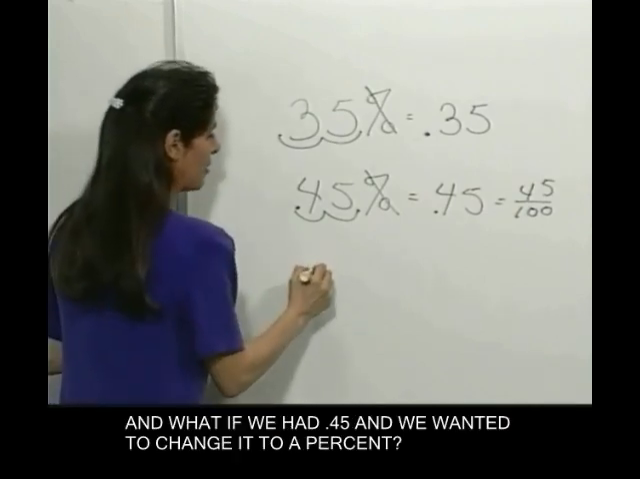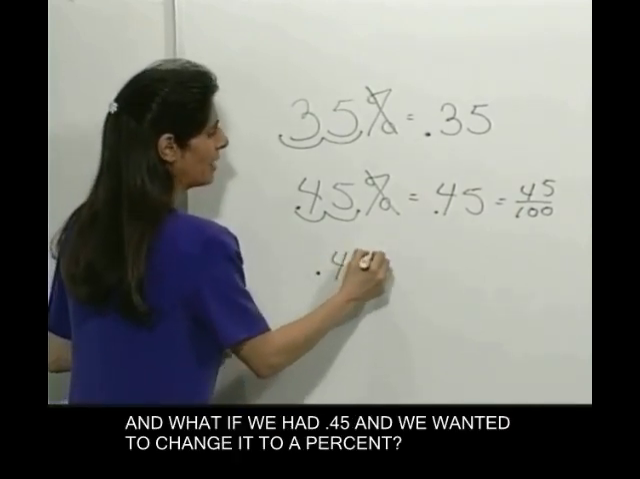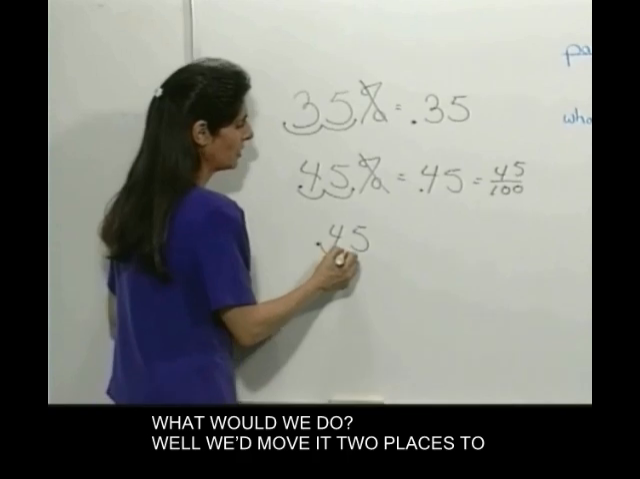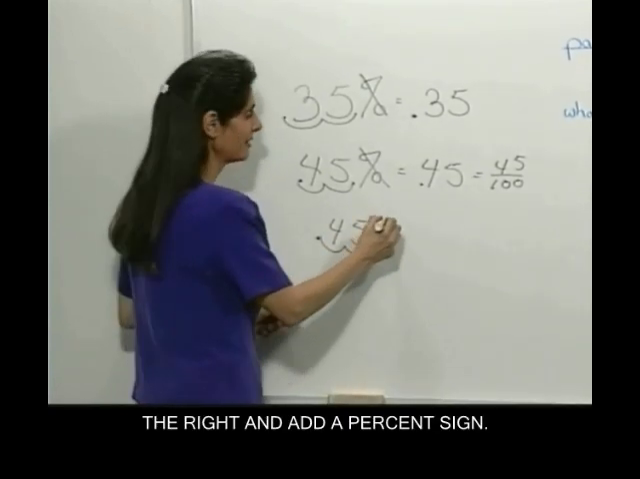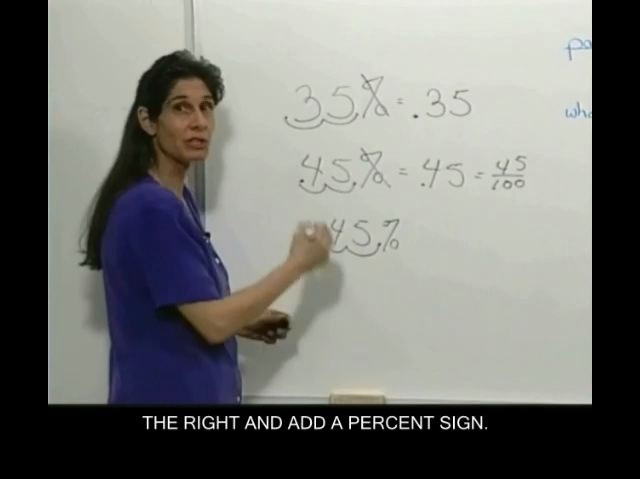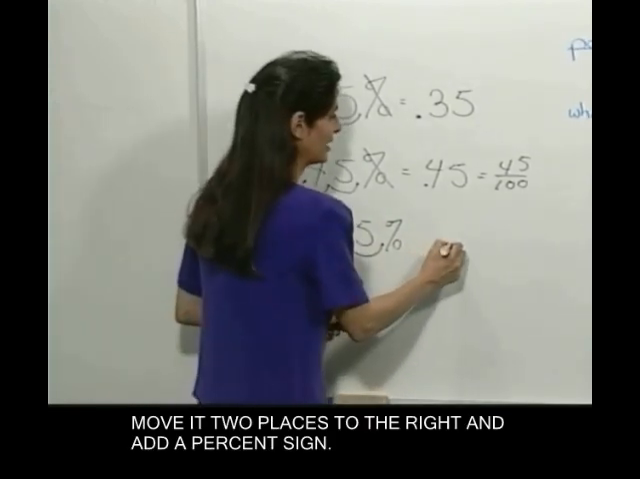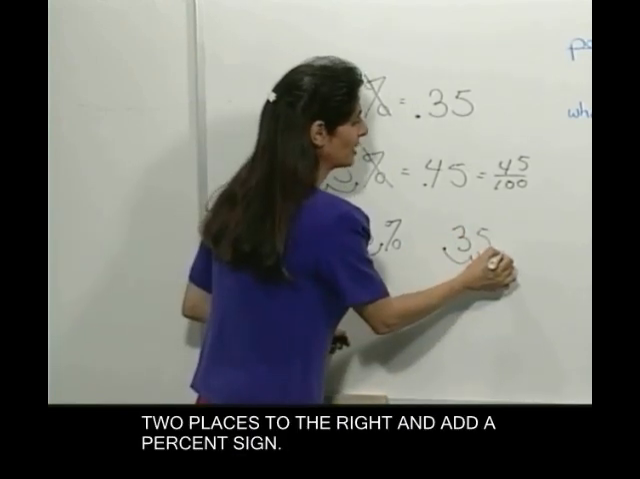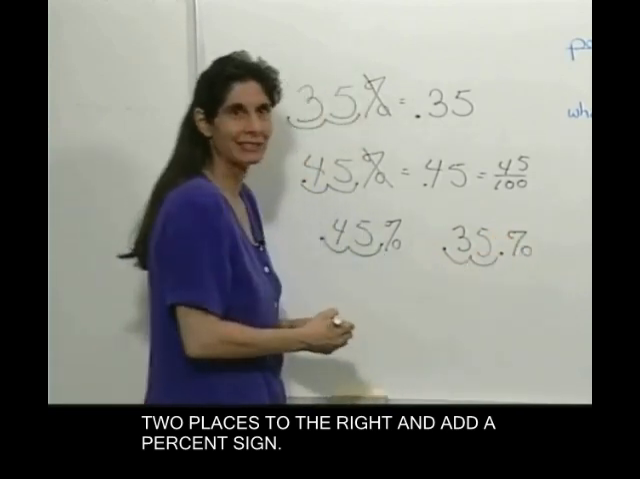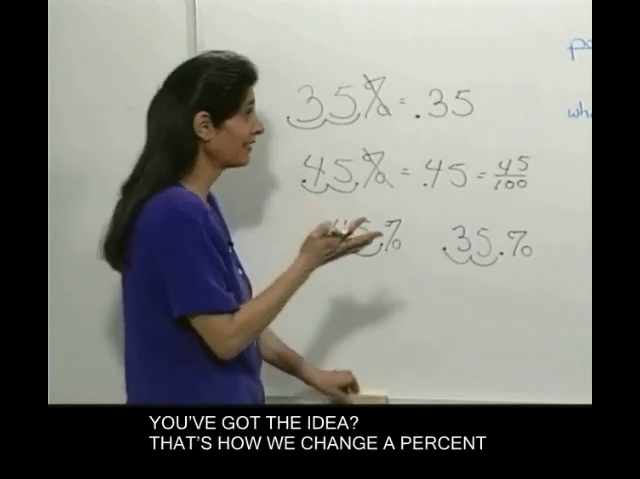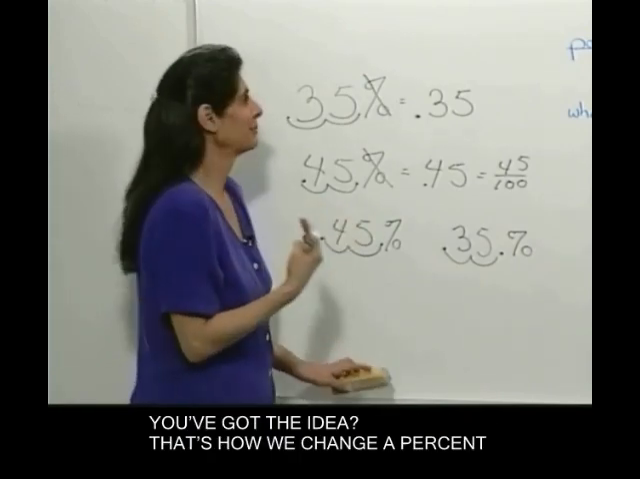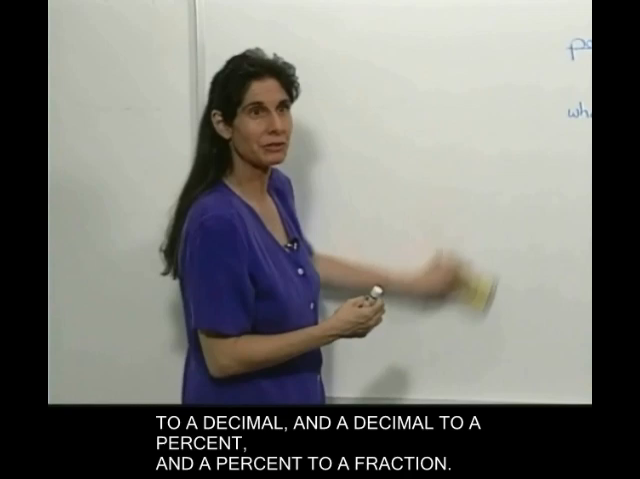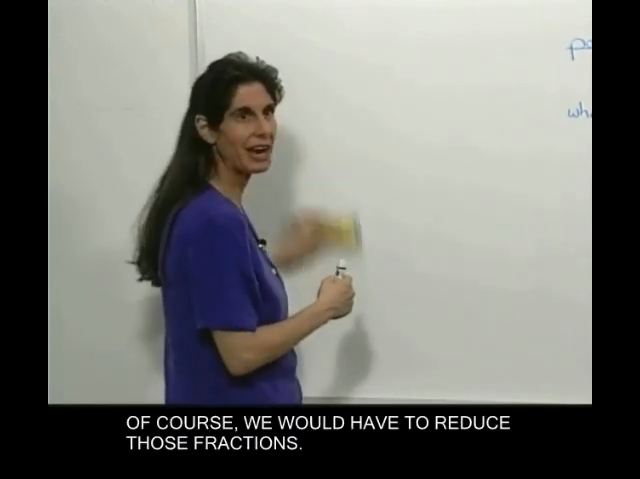And what if we had 45 hundredths and we wanted to change it to a percent? What would we do? Well, we'd move it 2 places to the right and add a percent sign. And 35 hundredths? The same. We move the decimal place 2 places to the right and add a percent sign. You got the idea? That's how we change a percent to a decimal, and a decimal to a percent, and a percent to a fraction. Of course, we would have to reduce those fractions.